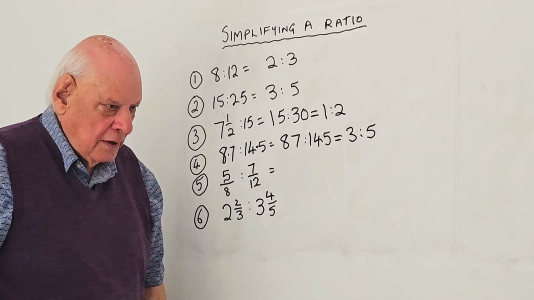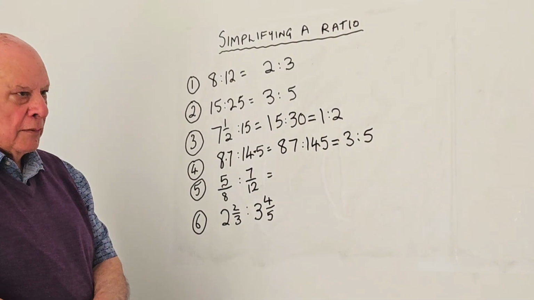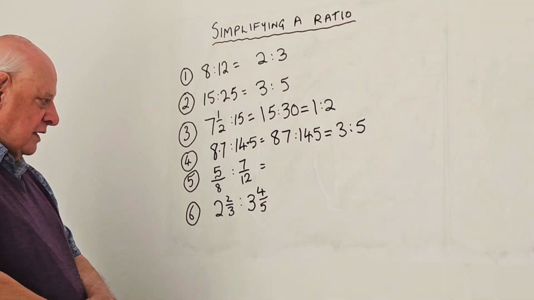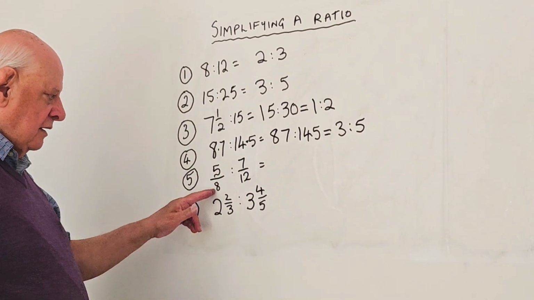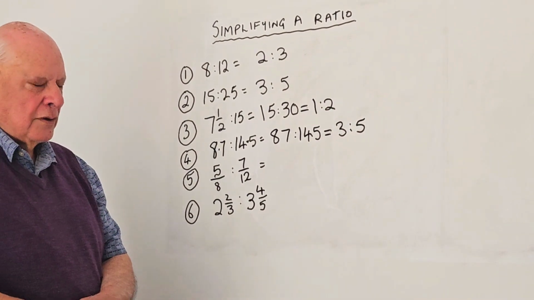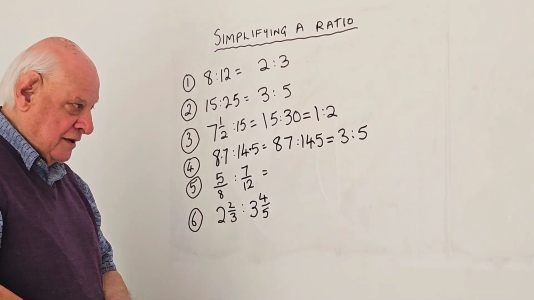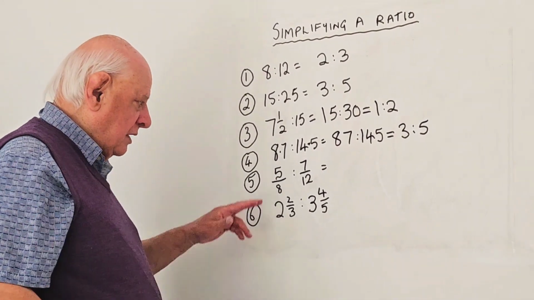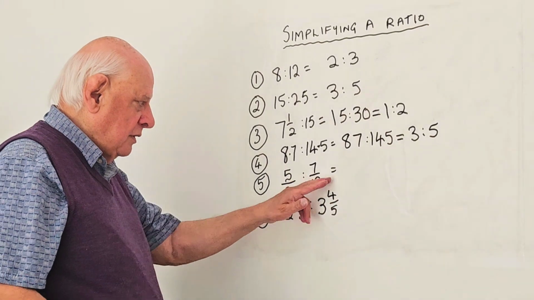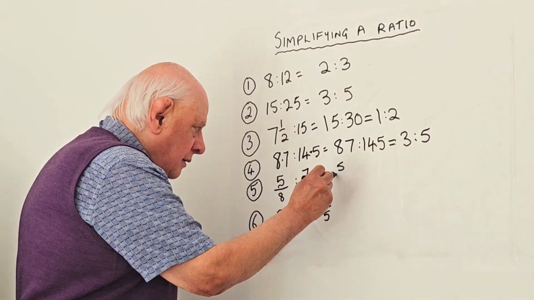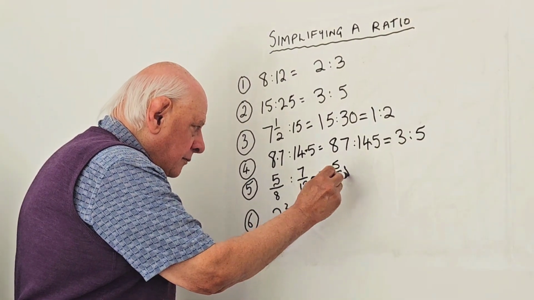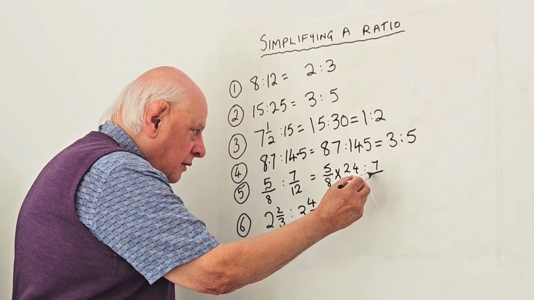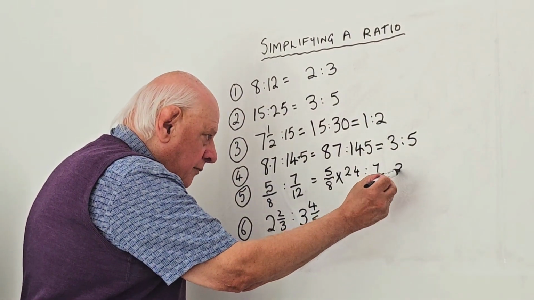The next one here, I'll do it by a long method first, and that is, if you remember how to add fractions together, look for the lowest common denominator of 8 and 12, the lowest common multiple of 8 and 12, which happens to be 24. So we multiply both of these bits by 24. So 5 over 8 times 24, and the other is 7 over 12 times 24.